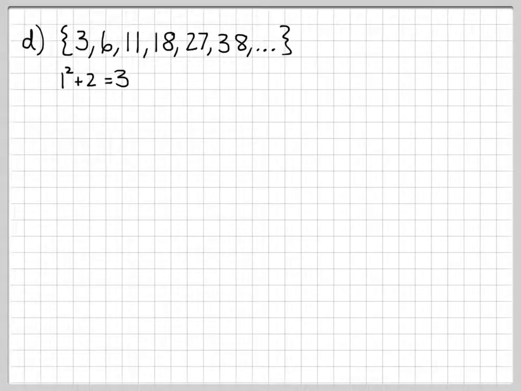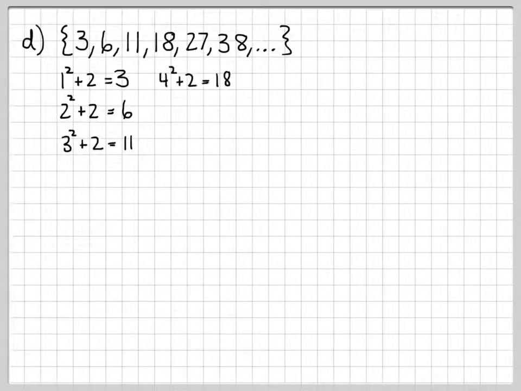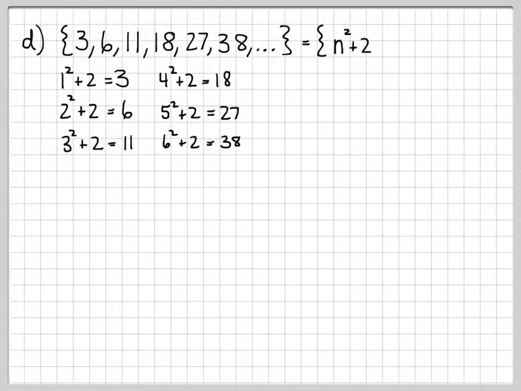The first element can be written as 1 squared plus 2, because 1 squared plus 2 is 3. The second element can be written as 2 squared plus 2, because 2 squared plus 2 is 6. 3 squared plus 2 is 11. 4 squared plus 2 is 18. 5 squared plus 2 is 27. 6 squared plus 2 is 38. So every single element is going to have the form of n squared plus 2. That's what's going on in the pattern. So I can easily write that as n squared plus 2.